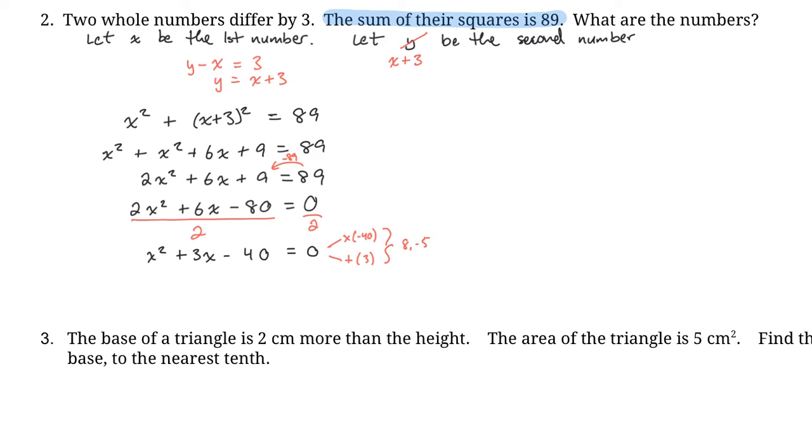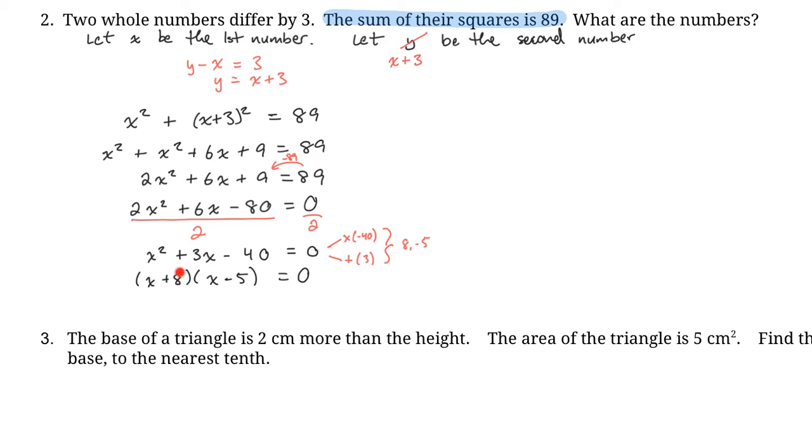8 times negative 5 is negative 40, and 8 minus 5 is 3. And to write this in factored form, it's just x plus 8 times x minus 5, and that's still equal to 0. And now we need to solve for x.